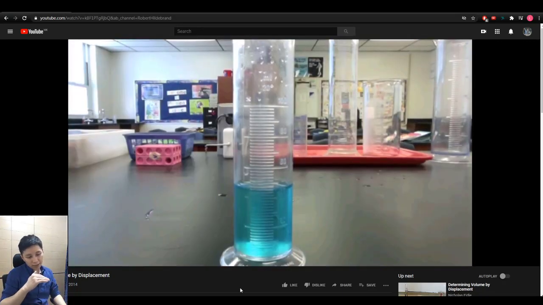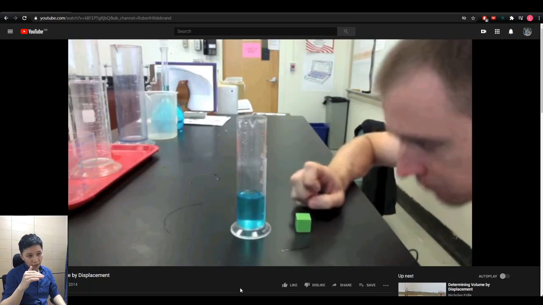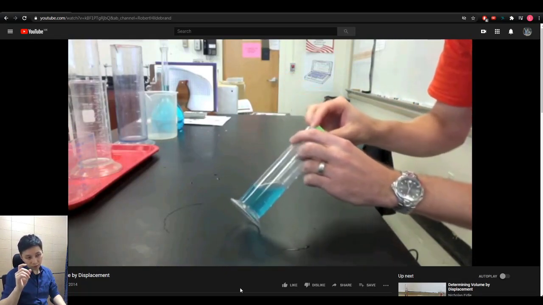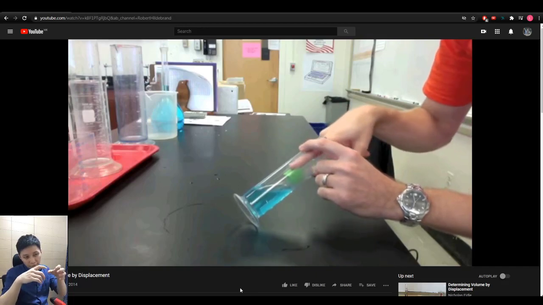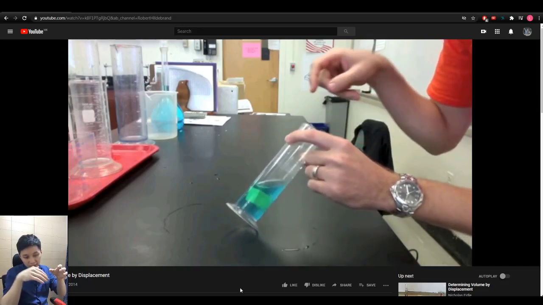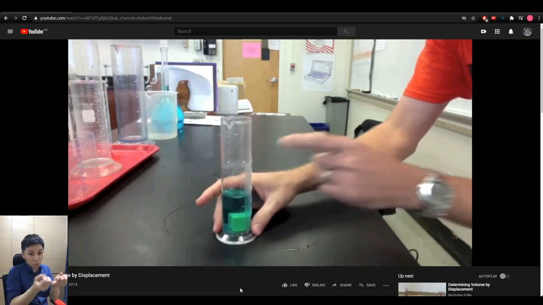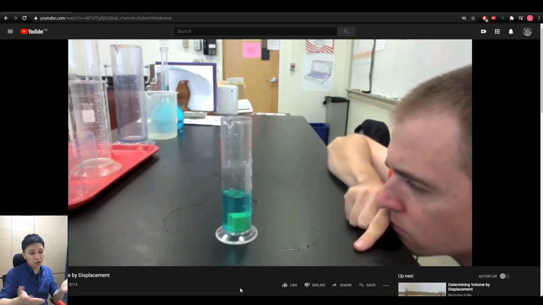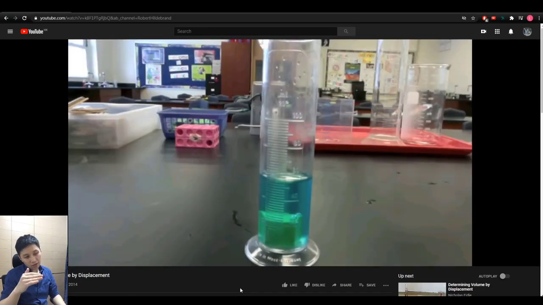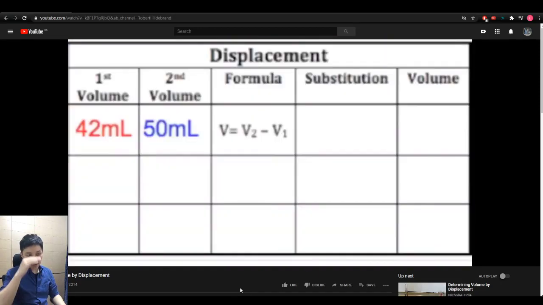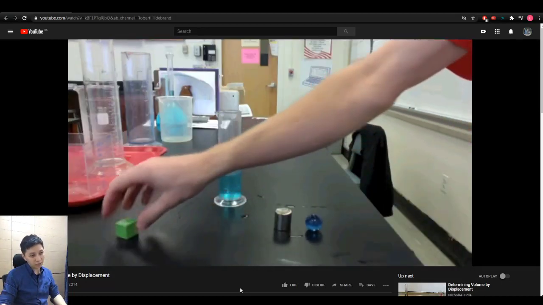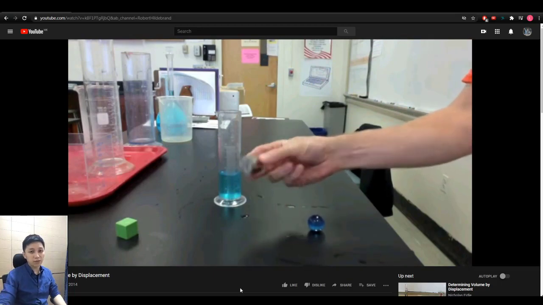So this guy is taking the initial reading of the volume. Again, remember the parallax error. And he starts to put the block inside. You can see he tries to carefully, gently slide this in, because if you simply drop it, then the water will splash out and the measurement that you made earlier will just not be reliable. And again, try to avoid the parallax error by looking at it with your line of sight perpendicular to the measuring cylinder itself. Then you can find out the difference.